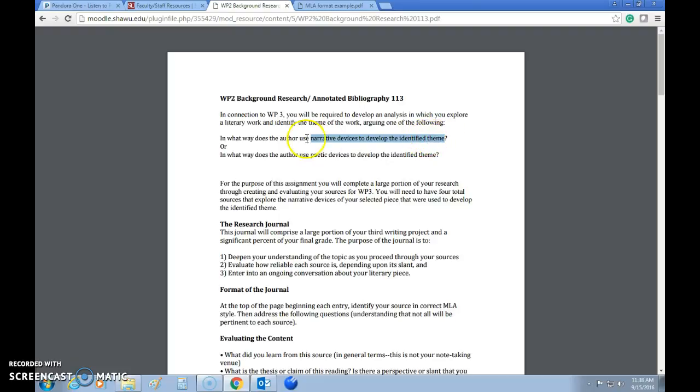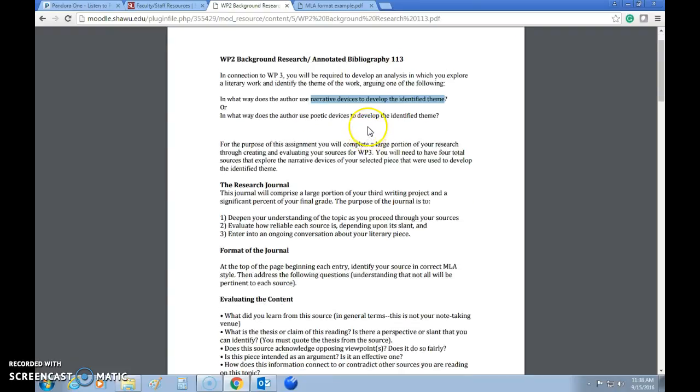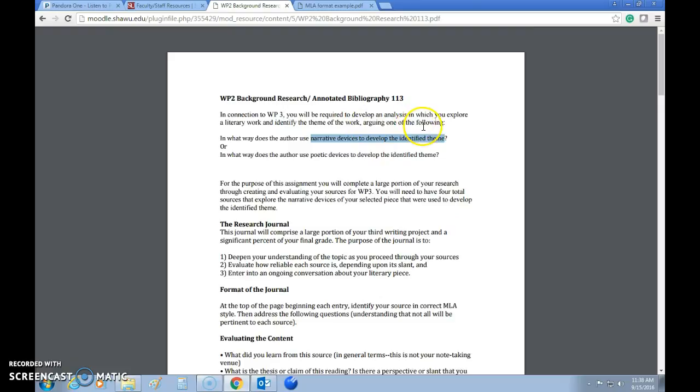Okay, so as you do research, you're going to research what the themes of Raisin in the Sun are, and what narrative devices were used in Raisin in the Sun. You're then going to create an annotated bibliography. If you're not sure what that is, hang on to your hats because I'll show you in a second.